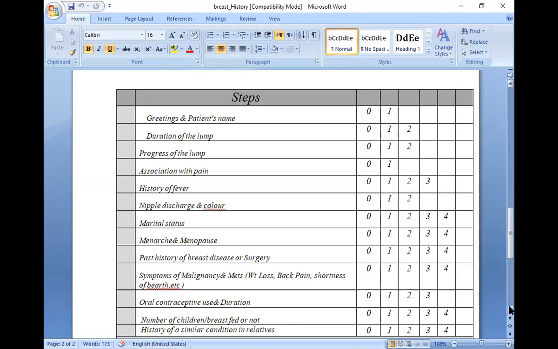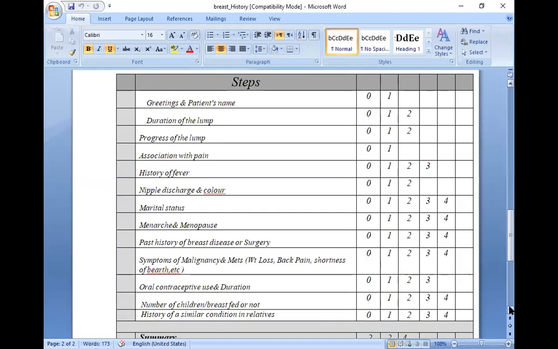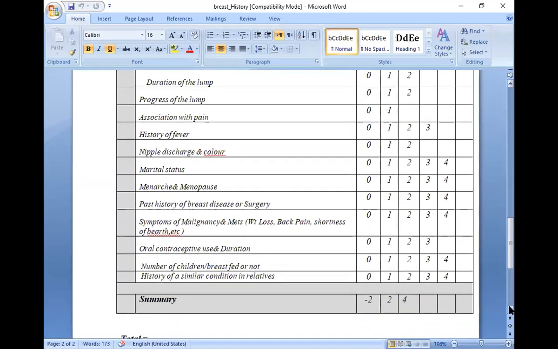Association of pain is 1. History of fever: if it is painless, then you have to think of malignancy; with pain, you have to think of other causes. History of fever, 3 marks. Nipple discharge, 2 marks. Marital status, 4 marks. As you know, breast cancer comes to us with nulliparous, not married women. Menarche and menopause, 4. Past history of breast disease or surgery, 4. Symptoms of malignancy and metastases: weight loss, back pain, and shortness of breath are cardinal symptoms. Metastases, as you know, go to the lungs.